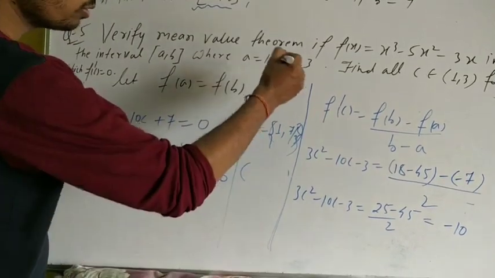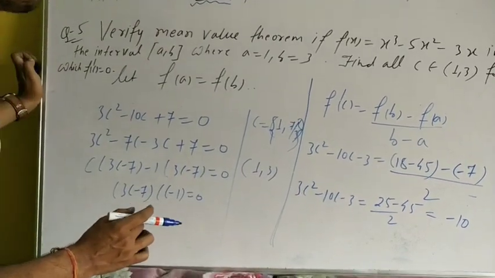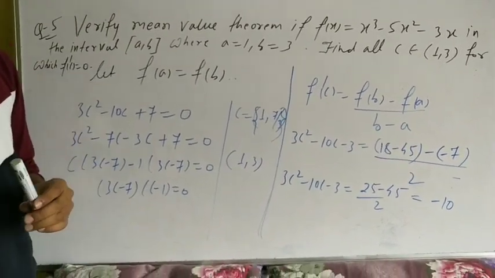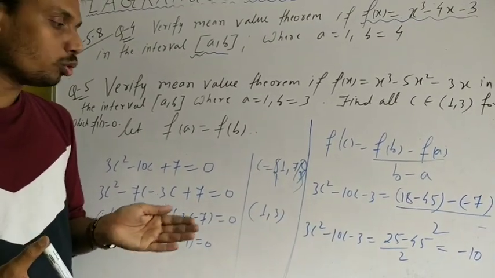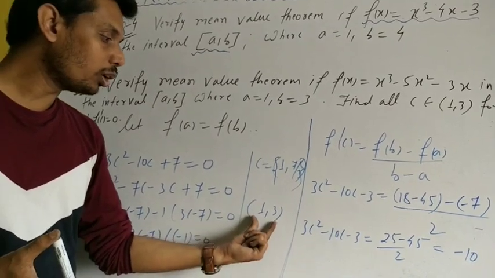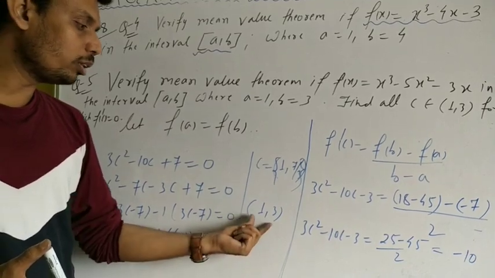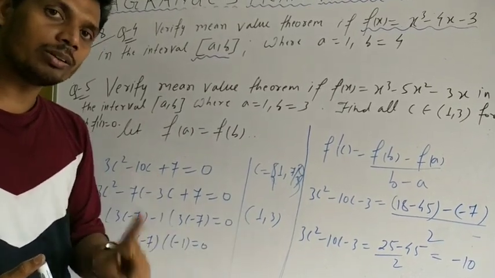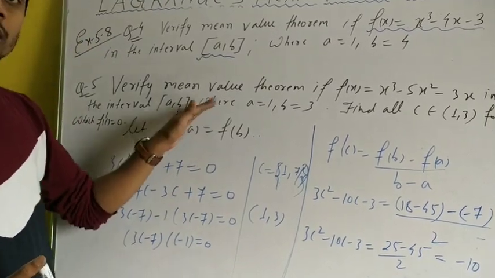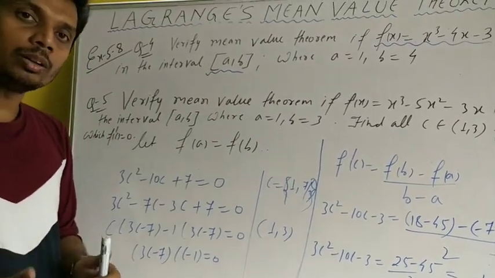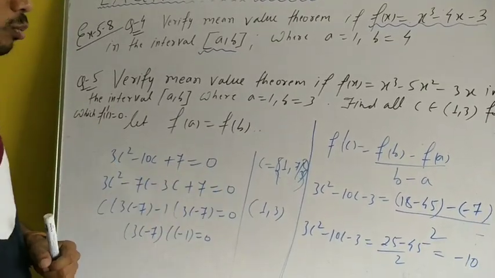Now what was the interval? 1 comma 3. Now we know that as per Lagrange's mean value theorem, at least one value of c must lie within the open interval 1 comma 3. So 7 by 3 is 2 point something, which clearly lies within the open interval 1 comma 3. So we are getting one value which is a member of this open interval 1 comma 3. Hence the given function defined on the given interval holds Lagrange's mean value theorem. Now let us move to the next part.